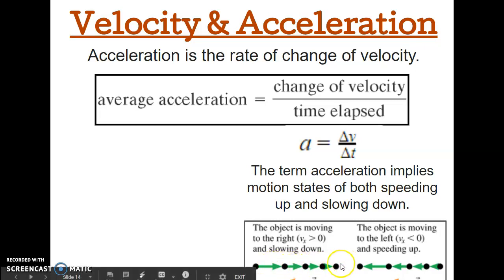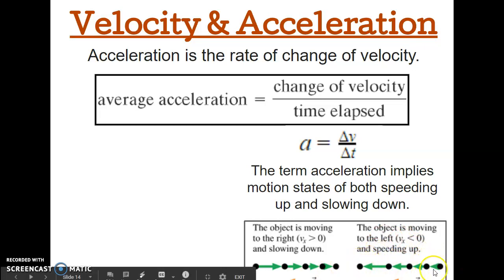So my green arrows are showing me the velocity, whereas this orange arrow on the bottom, I don't know if you can see it, is the acceleration, and that is actually pointing opposite to the velocity. And why is that? Because in order for this object to slow down, the acceleration has to act in the opposite direction of the velocity.